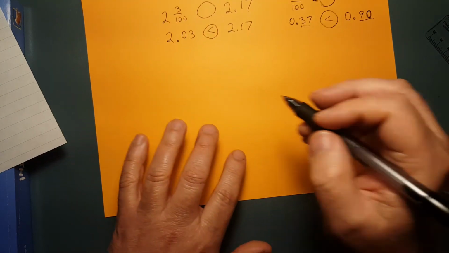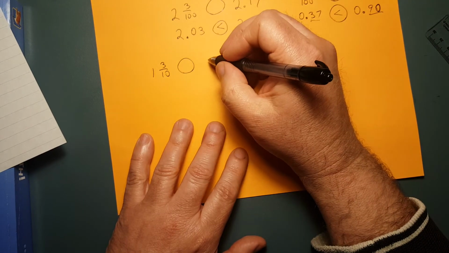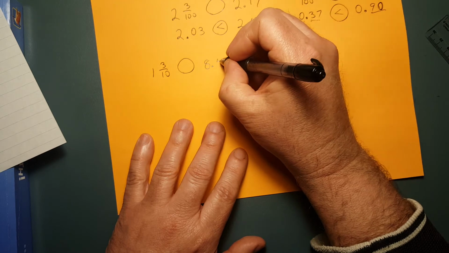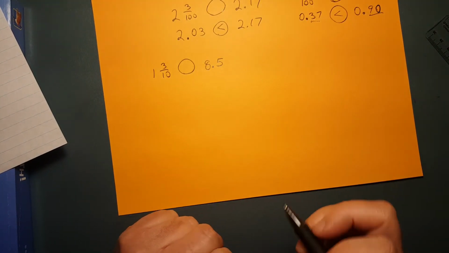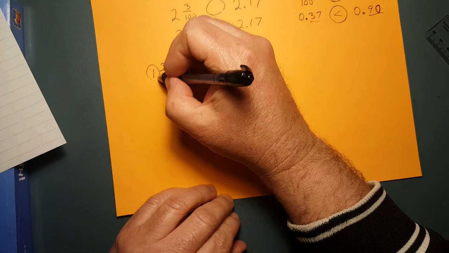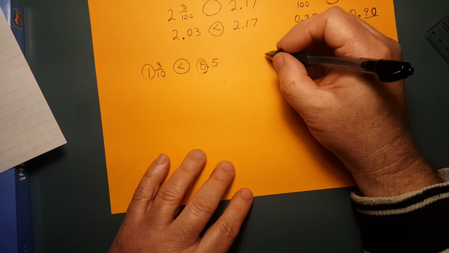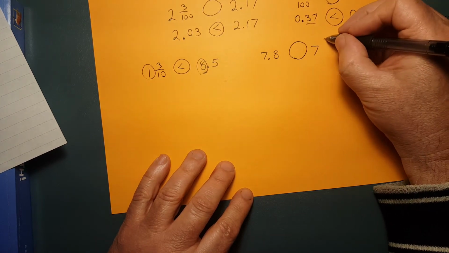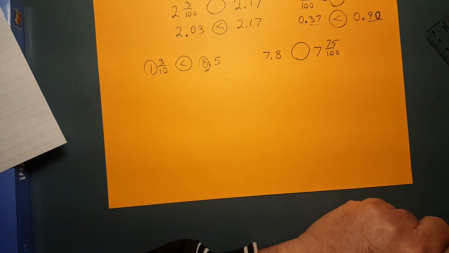Okay? You might see something like this, 1 3/10 compared to 8.5, which of course is 8 5/10. The tenths parts don't really matter very much because 8 is way bigger than 1. So that one's pretty obvious. Okay? What if they gave you this? Any guess already which one's greater?